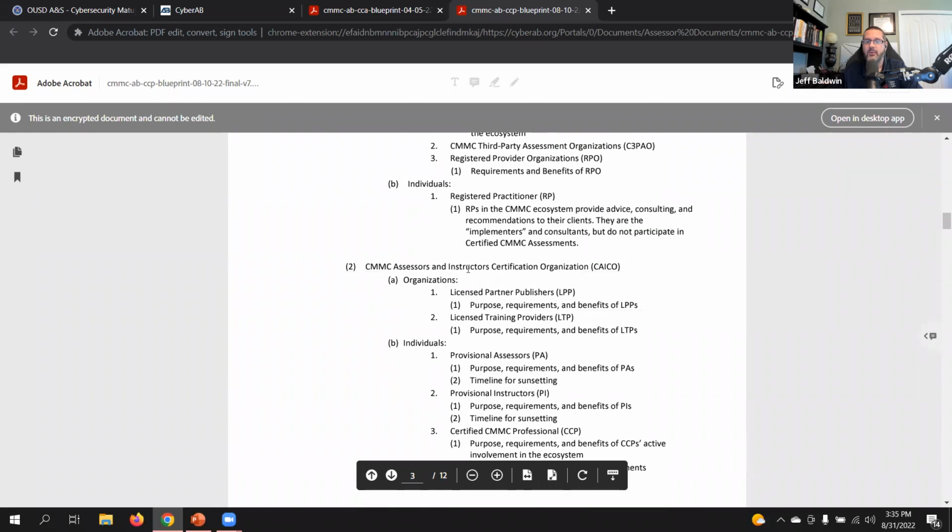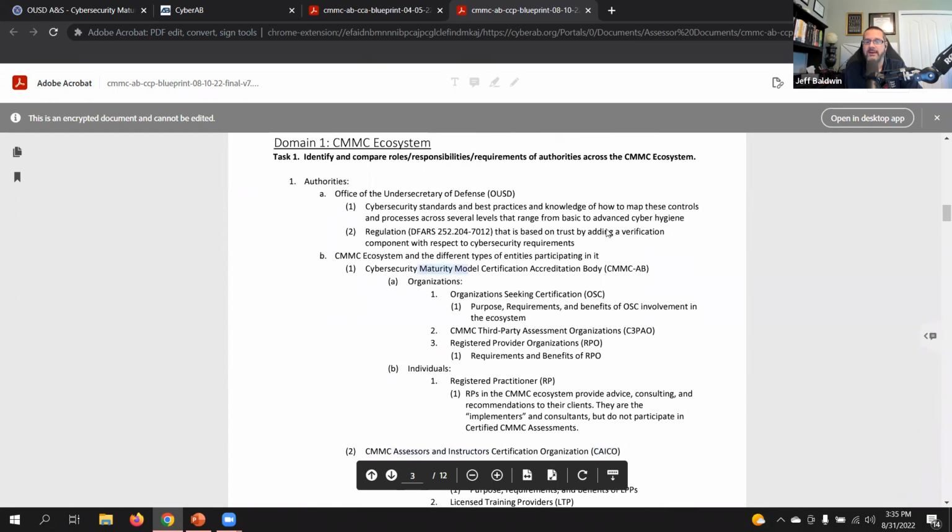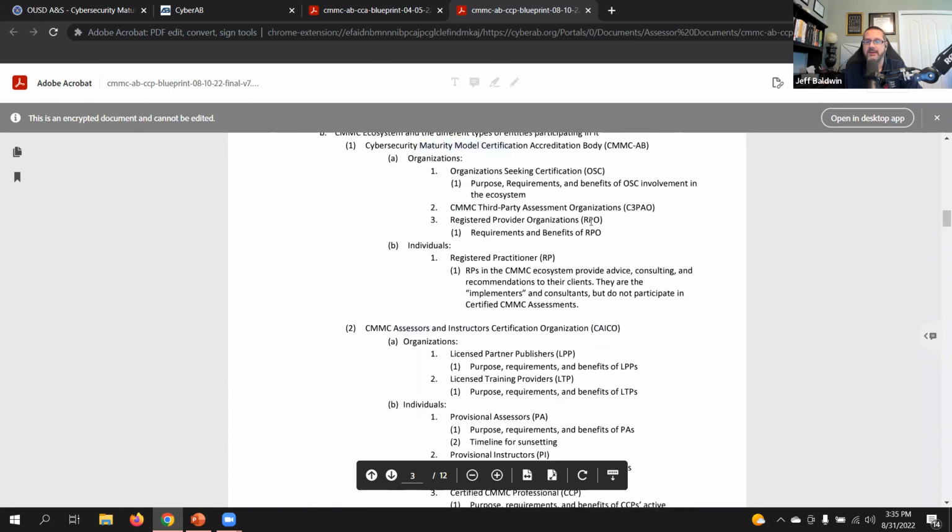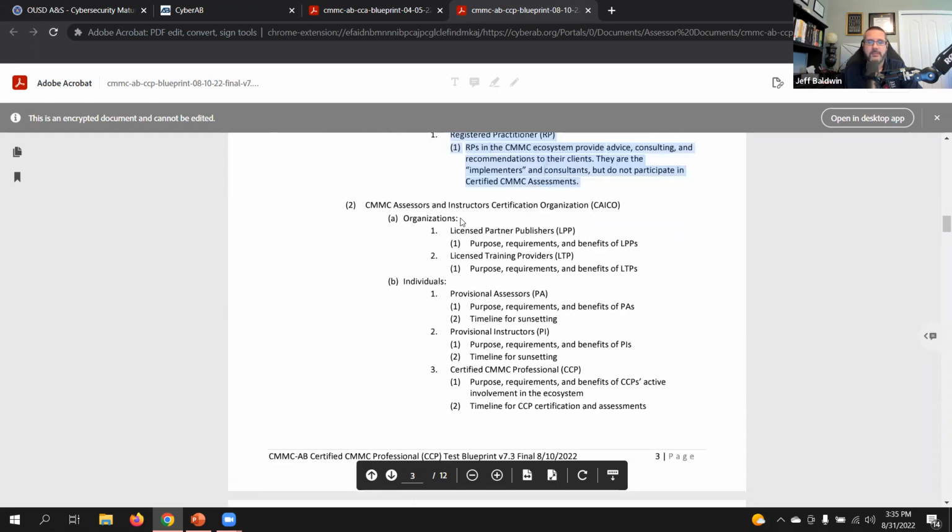So when you think of the CAICO, think more about the individuals, whereas up here, we're thinking more about organizations like C3POs, OSCs, and RPOs. This is just kind of incidental. I think it's mostly to fund the AB more than anything else.